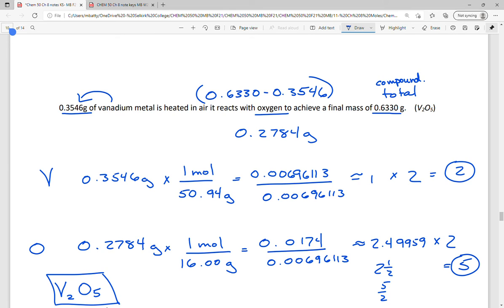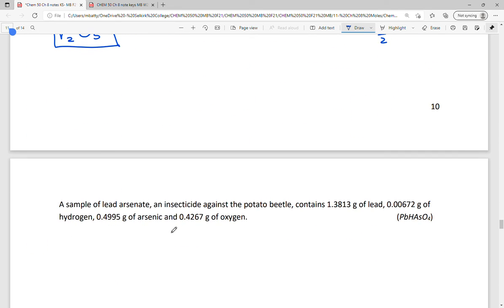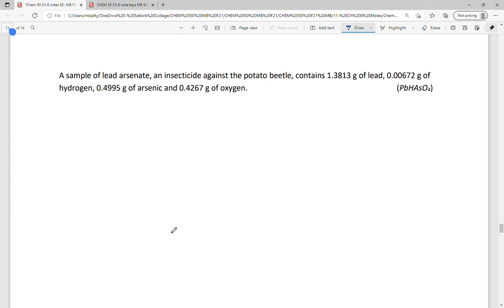Let's take a look at another one here. I feel like this one you could probably do on your own, but let's do it together. So we have a sample of lead arsenate in insecticide, and it has a whole bunch of different stuff in it. So it has some component of lead, and that's 1.3813 grams. Some component of hydrogen.